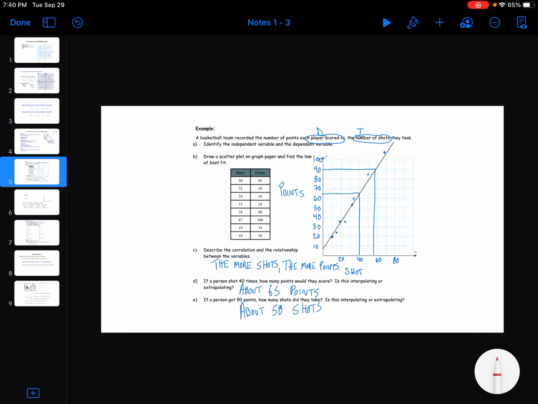Going back to the other question, these were both interpolating because they're both inside the data. Okay, we have a data point up here, and a data point here, and a data point here, so it was always inside the data.